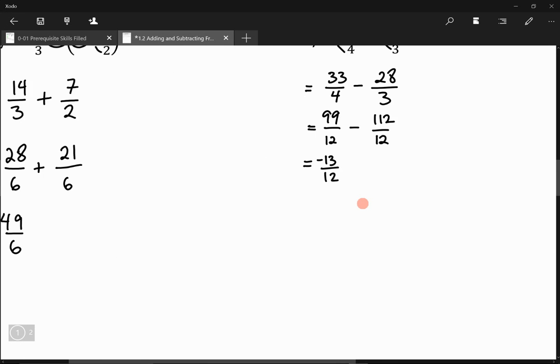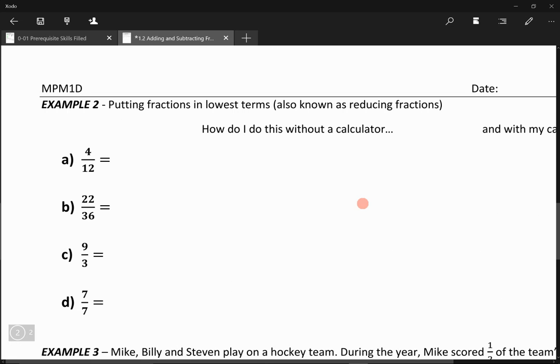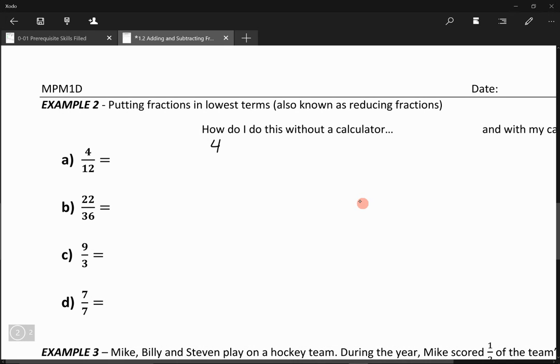Okay. Moving on to my next part here, example number 2, putting fractions in lowest terms, also known as reducing fractions. Okay, so 4 over 12. How do I do this without a calculator? Well, with a little number sense, if you divide the numerator by 4 and you divide the bottom by 4 as well, whatever you do in the top, you do in the bottom.